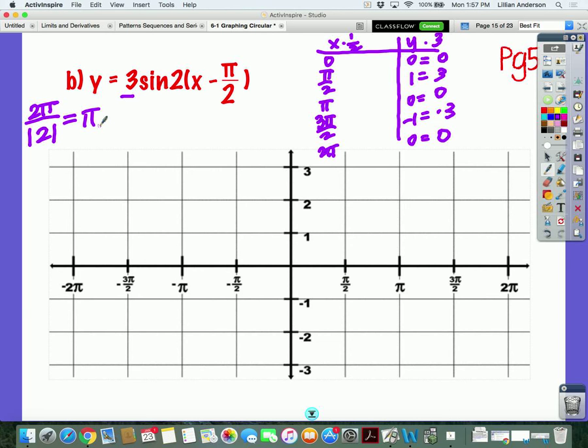Okay, so we're going to multiply by 1/2, and then we're going to do what? So our x's. And pi over 2 represents our phase shift. So let me thin out this pen a little bit. 0 times 1/2, 0. Plus pi over 2. Pi over 2 times 1/2. Add pi over 2. Multiply by 1/2. Add pi over 2. Multiply by 1/2. Add pi over 2.